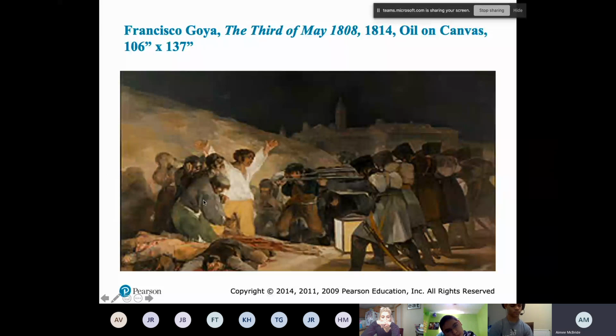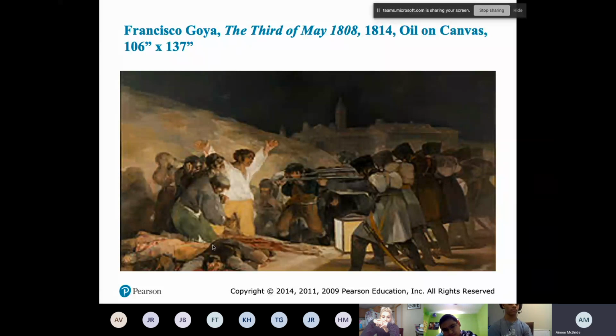So once again, we have all unarmed people. None of them are armed. You have blood spilt on the floor. And then we have one figure that is the main figure. Haley, can you point out to me which person in this image is the central figure? The man in white. Mm-hmm. Yeah, the man in white.